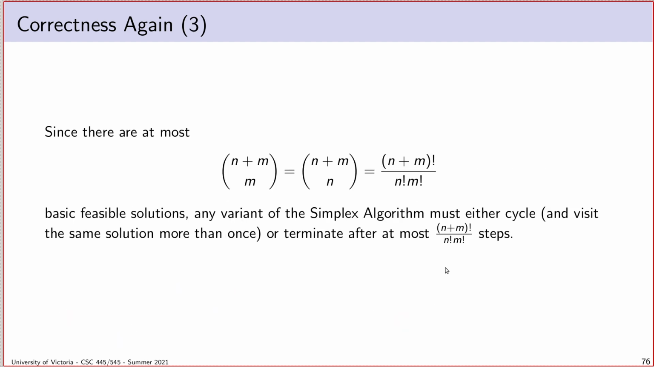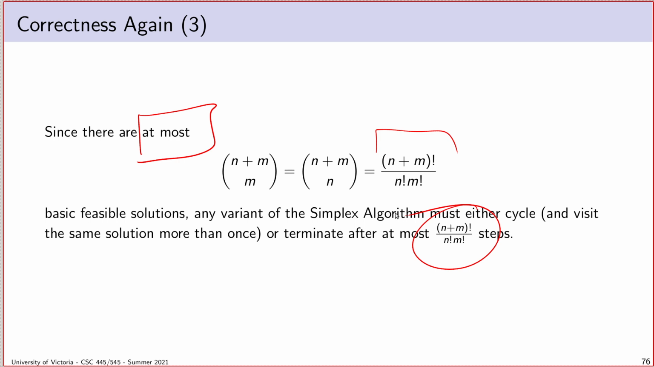So there's that. Because there are at most this number of basic feasible solutions, keep in mind, this is counting the number of different dictionaries. Some of those dictionaries could correspond to the same basic feasible solution, and some of them could be infeasible dictionaries. But in the worst case, there are at most this number of different basic feasible solutions. And so either the simplex algorithm will cycle, or it will terminate after at most this number of steps.